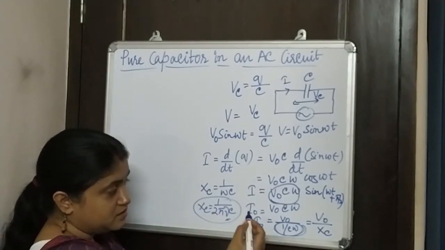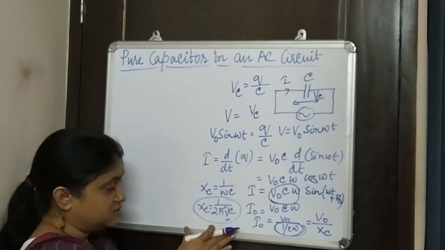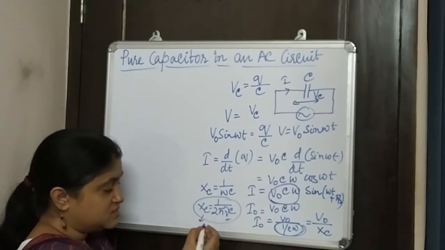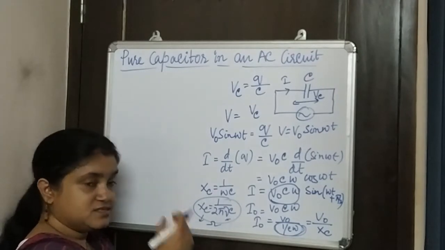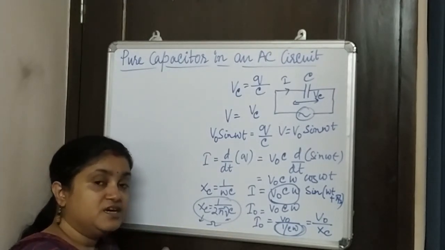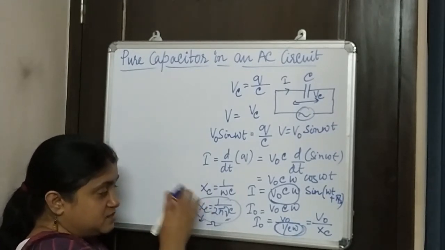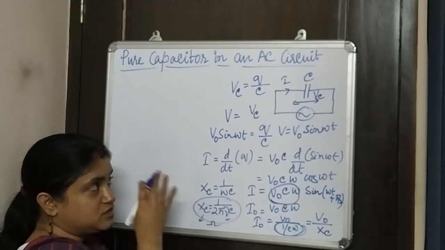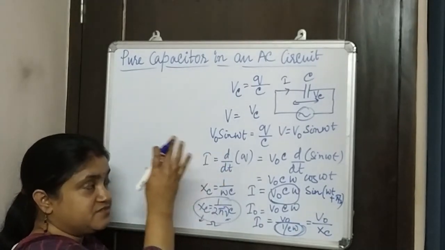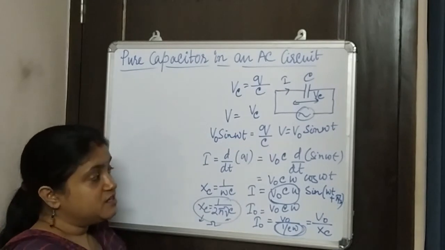So the first thing we see is the capacitive reactance, and the SI unit for this is the same as resistance, that is ohm. So the capacitive reactance is the resistive element added to the circuit by the capacitor.